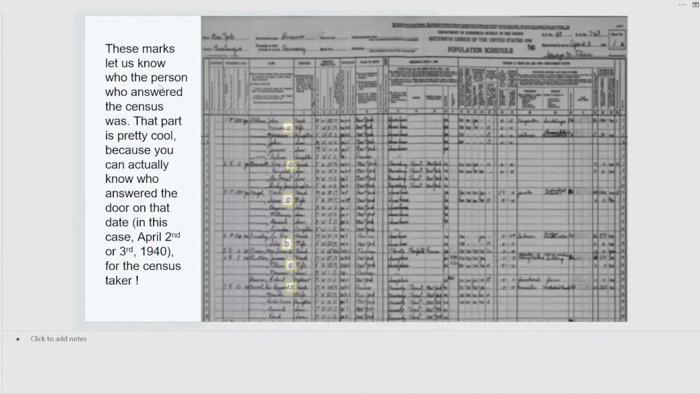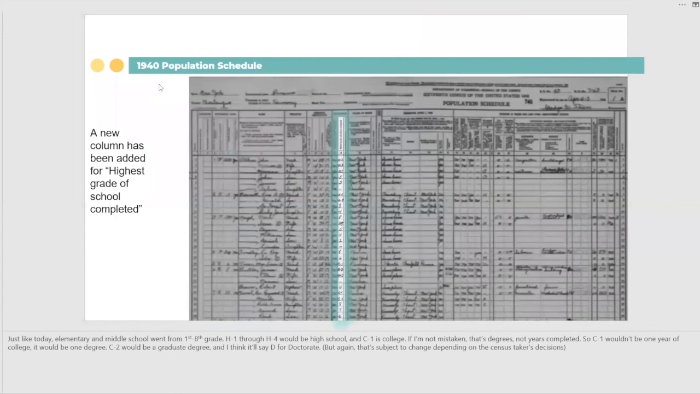This was just kind of a fun little thing I threw in here, but these marks let us know who answered the census questions. So you can actually see who answered the door on that date. On this particular one, it was April 2nd or 3rd of 1940. Just kind of a fun little note.